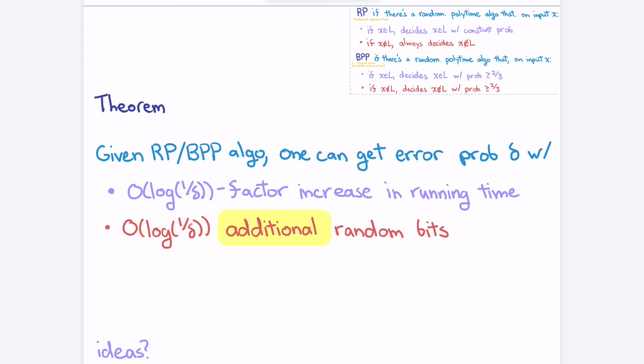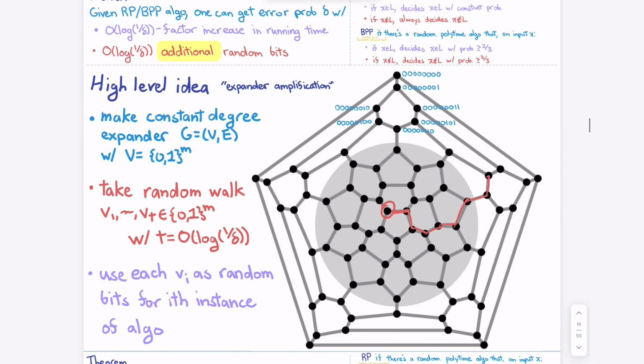And the strategy was again based on this idea. So now if you have an m-bit algorithm, a randomized algorithm that uses m random bits, we're going to make an expander with 2 to the m vertices. Each vertex corresponds to one random bit string.